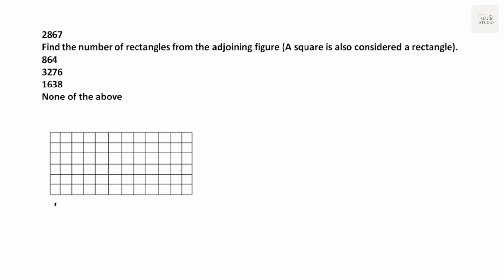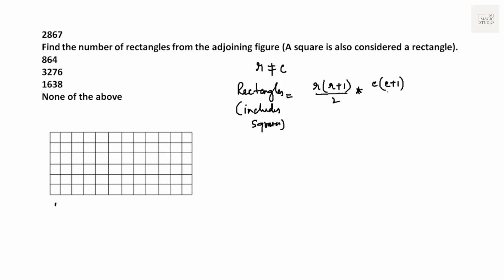Here we see that the number of rows is not equal to the number of columns. In this case, the number of rectangles in this particular figure, which will also include squares, is given simply by r(r+1)/2 times c(c+1)/2. With the help of combinations, we derive this formula.